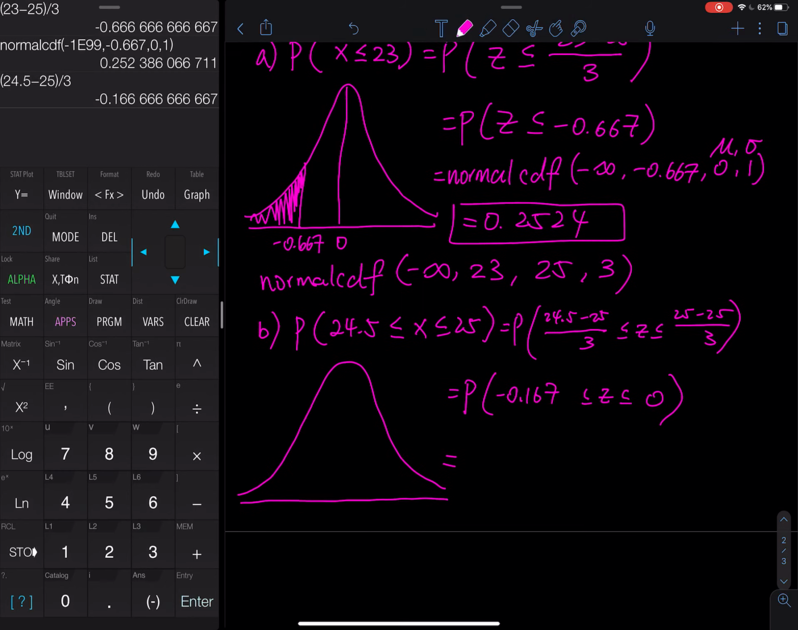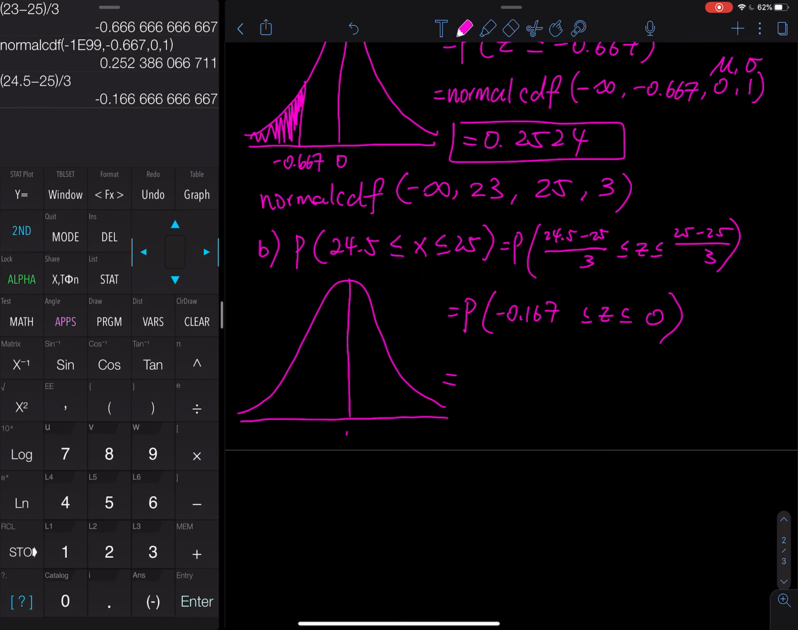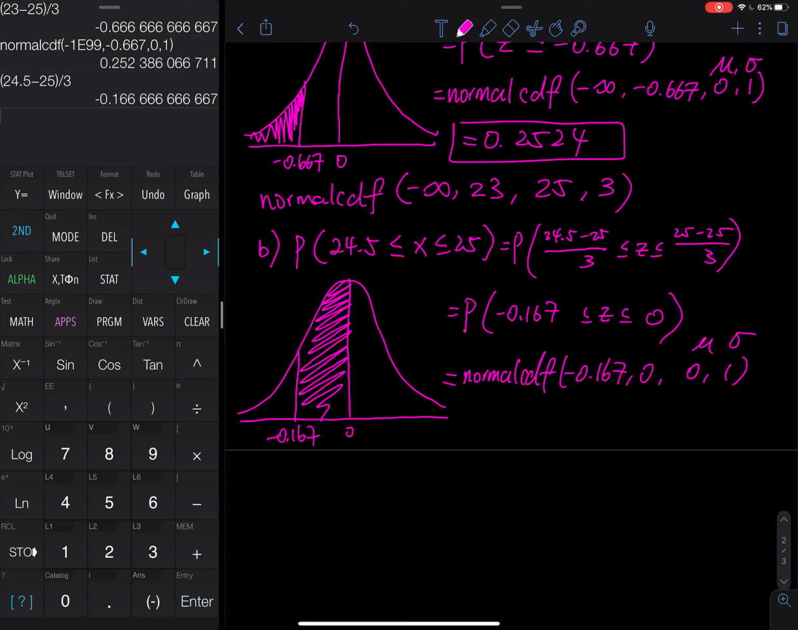Let's bring this up. 0, negative 0.167 to 0, and this is the area that we are looking for. So we have normal CDF from negative 0.167 to 0. The mean is 0. The standard deviation is 1 because that is standard normal distribution.